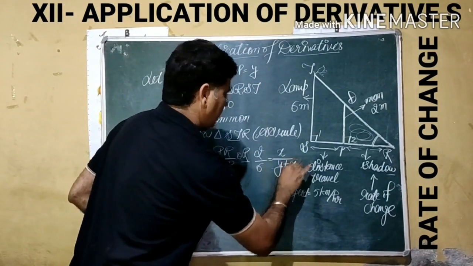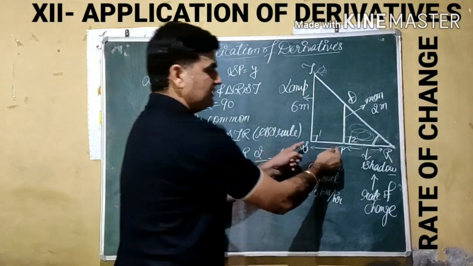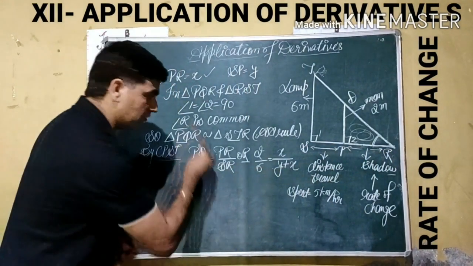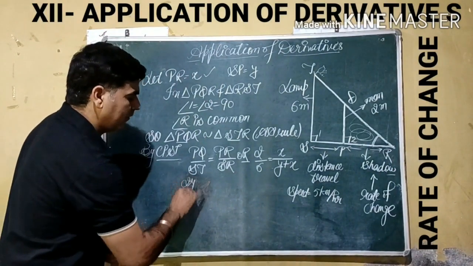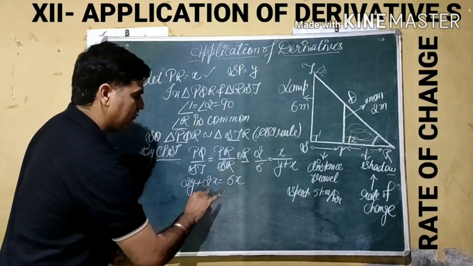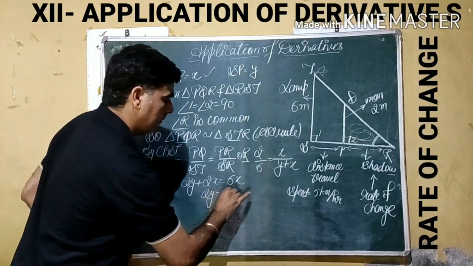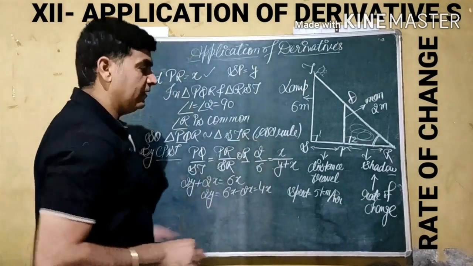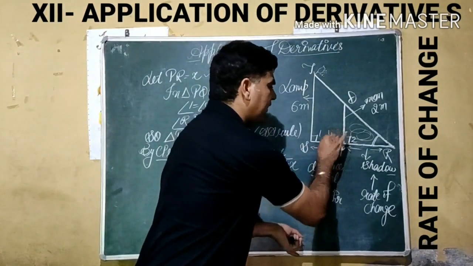So here SR becomes SP plus PR, meaning Y plus X, X plus Y. By cross multiplication we get 2Y plus 2X is equal to 6X. So the value of 2Y becomes 6X minus 2X, that is 4X. Here, this value we indicate by Y.